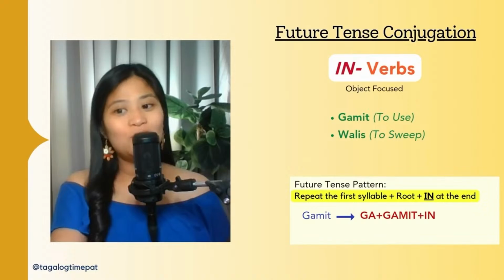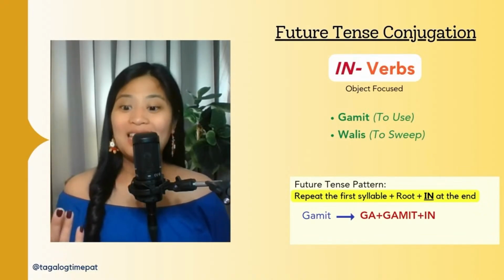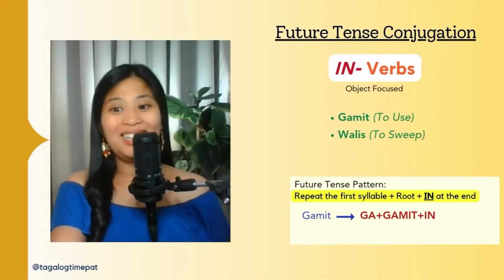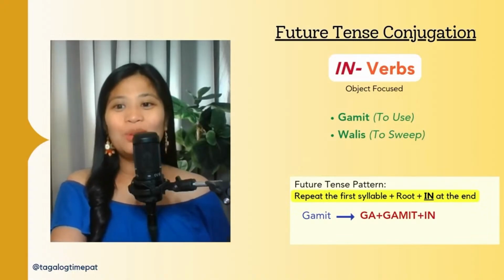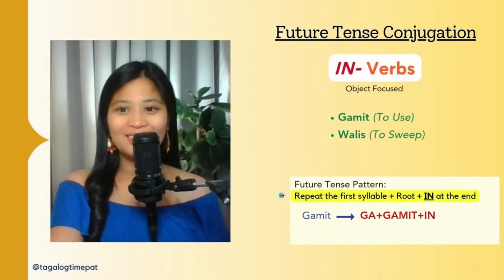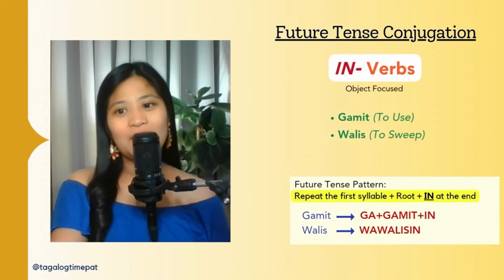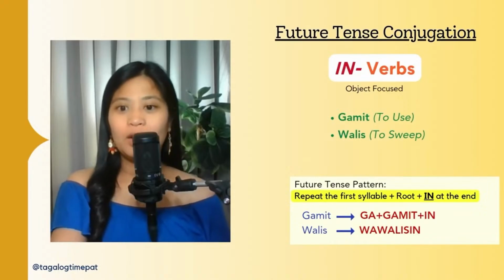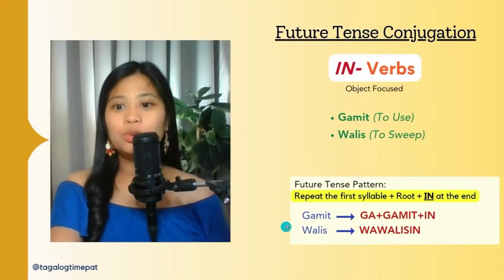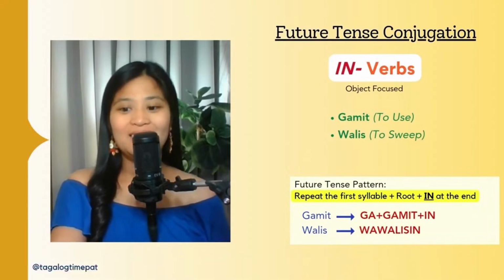This is very interesting. We haven't seen a suffix yet, so the in goes at the end of the word. This is the first time we've seen this. Jot it down. What do you think walis, to sweep, will be in the future tense? Just use this pattern. All right, walis in the future tense will be wawalisin. Wawalisin ko yung sahig. I will sweep the floor. So again, you just repeat the first syllable, then it's the root, and then in goes at the end.